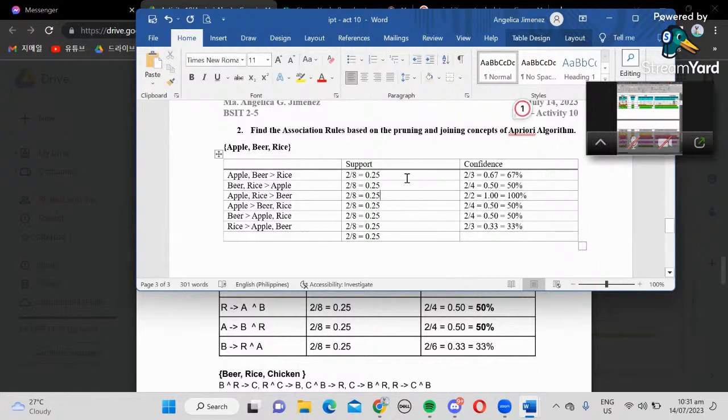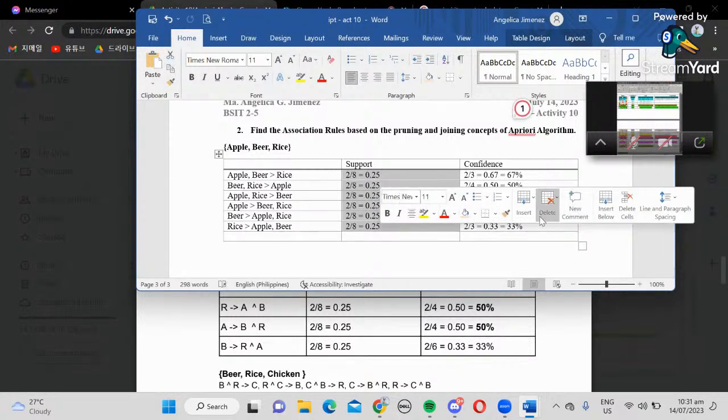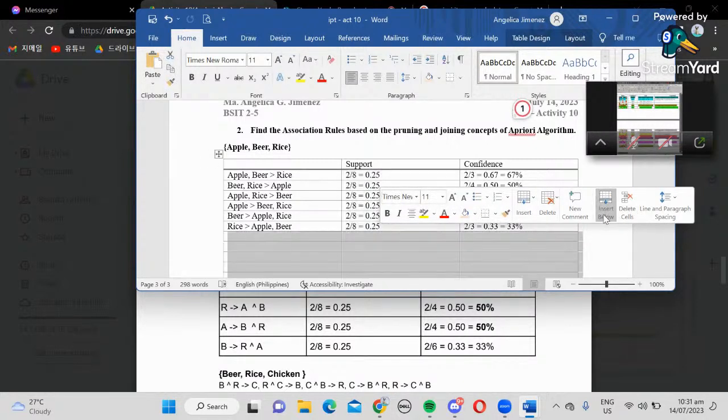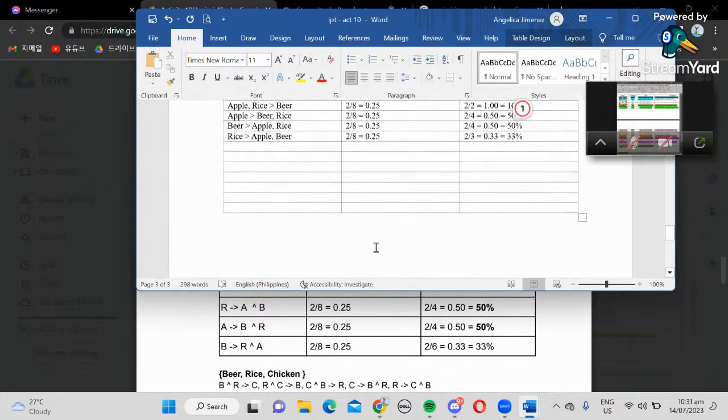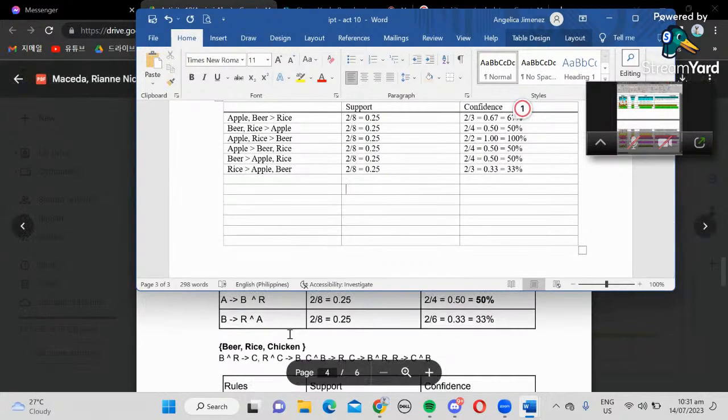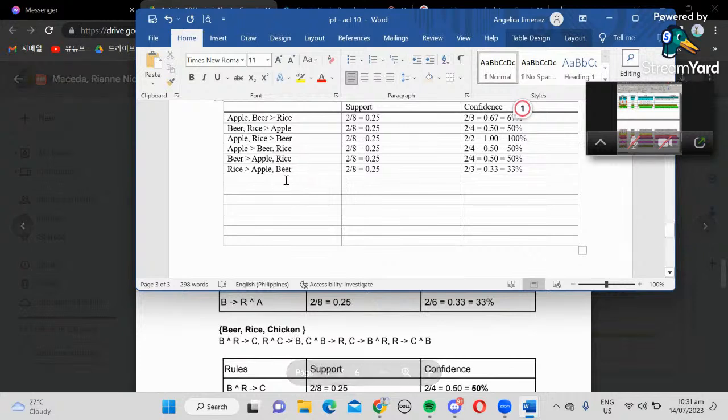Okay, class. So take note, Ben, that from the lift that we computed, based on the lift computation, we have 11. And then pagdating natin kay conviction, finally, we have only 7. Okay, we have 7. So I believe that, paano yung mga 1? Yan lang ang pinagawa ko. So what are you going to do? You continue with your assignment.